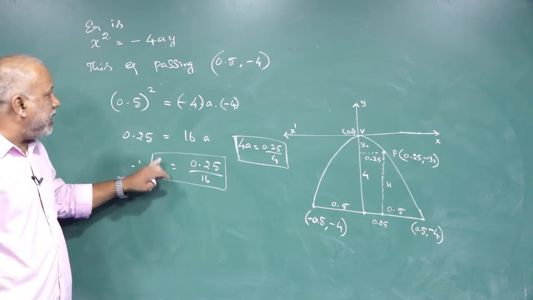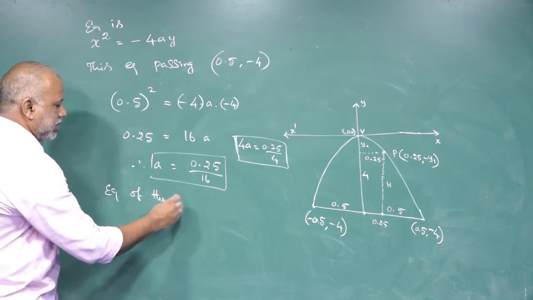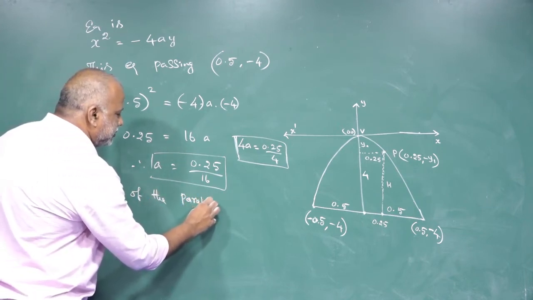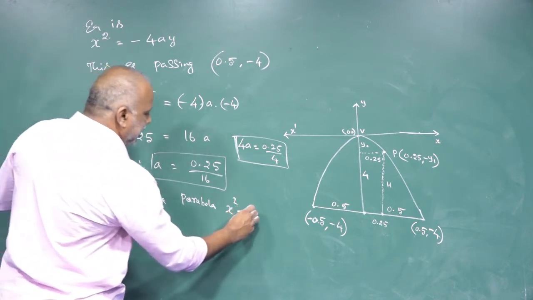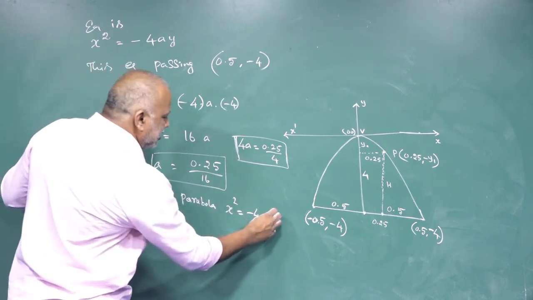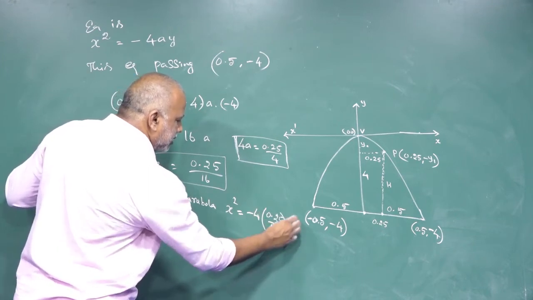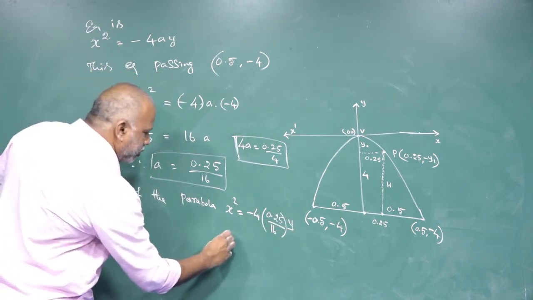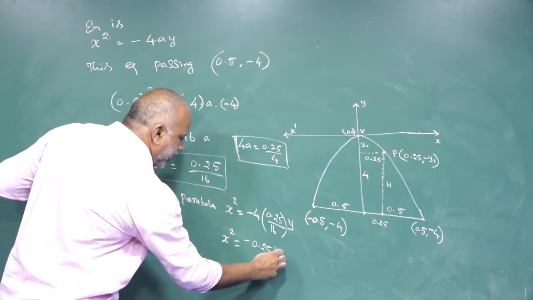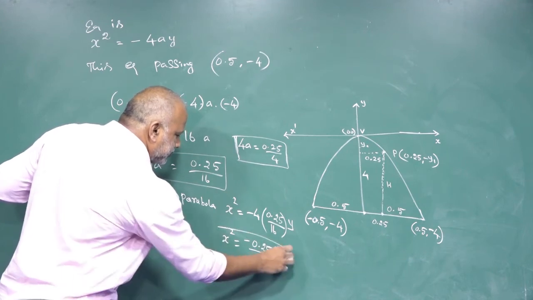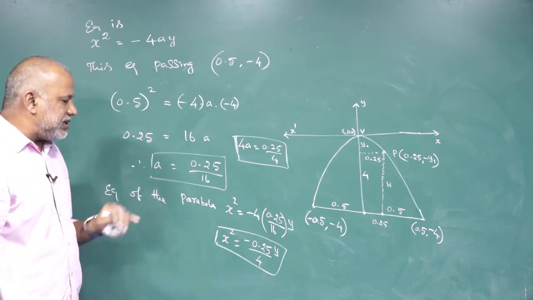After finding out the value of a, substitute in the equation. Therefore, the equation of the required parabola is x squared equal to minus 4, then the value of a is 0.25 divided by 16, into y. These 4 and 16 will be removed. Therefore, x squared equal to minus 0.25 y divided by 4. If you are substituting 4a, you can get the result directly. So this is the equation of the required parabola.